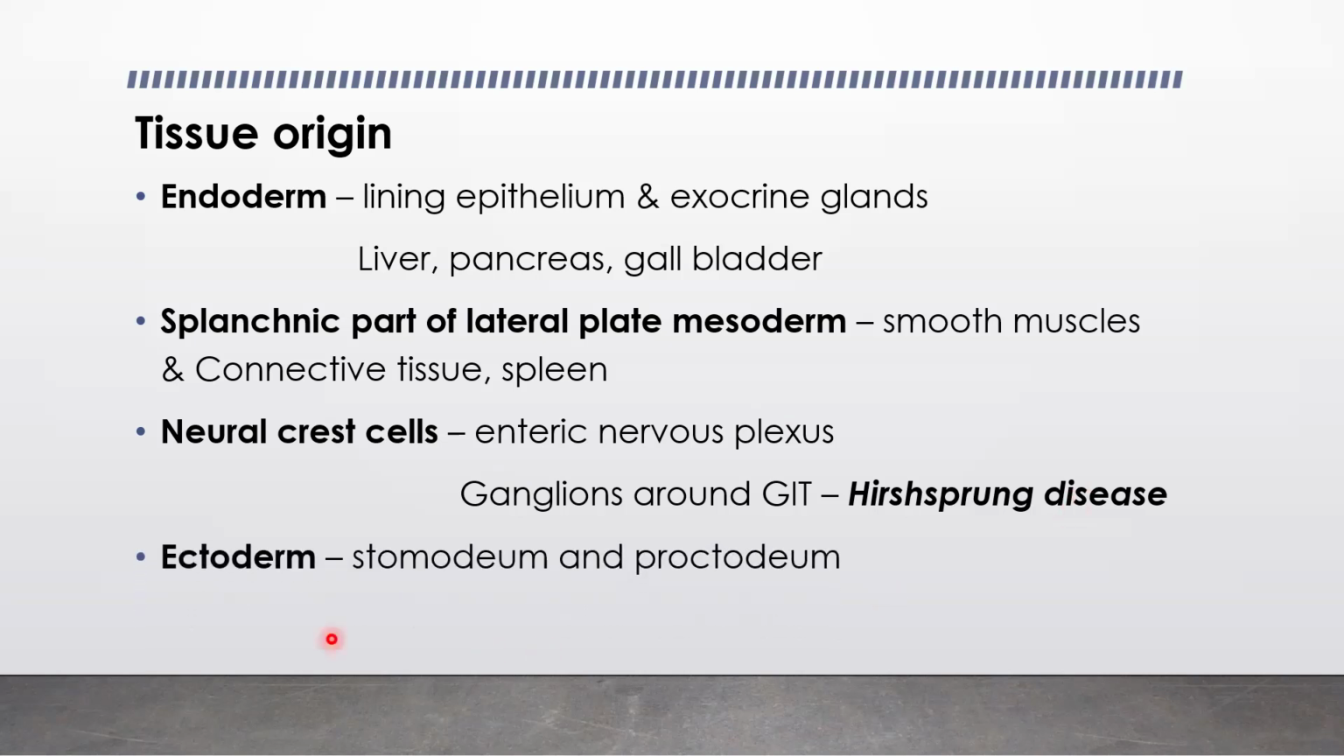Then we'll talk about the ectoderm, giving origin to the stomodeum, that is the oral cavity, and then the proctodeum, the region around the cloaca. So the anal region, the distal aspect of the cloaca, the proctodeum, will come from the ectoderm, and that's the reason why it will be stratified squamous non-keratinized epithelium.